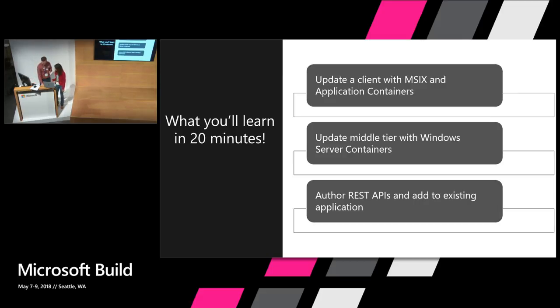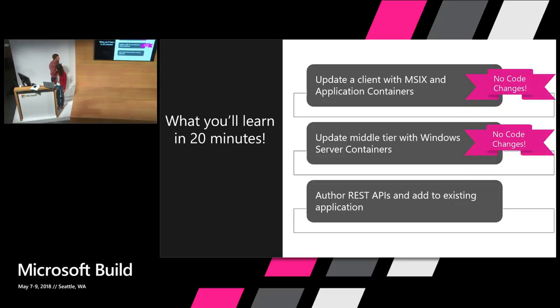Another thing to remember, because of MSIX, because of containers, 2 of these steps do not involve any changes to the existing client code, right? You don't have to touch that code. And so really with MSIX on the application side and Windows Server containers on the middle tier, you can modernize it without actually touching your code. And lastly, we talk about adding new functionality to the application, usually through REST APIs. That's where a lot of people are investing in their public surface area for modernizing their applications.